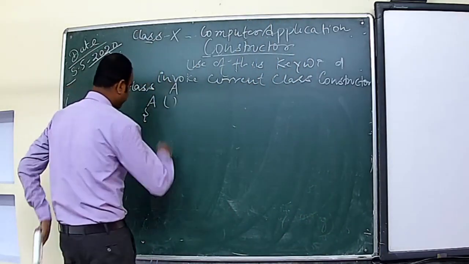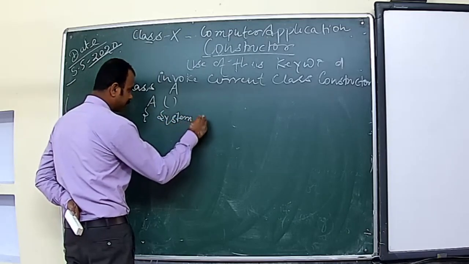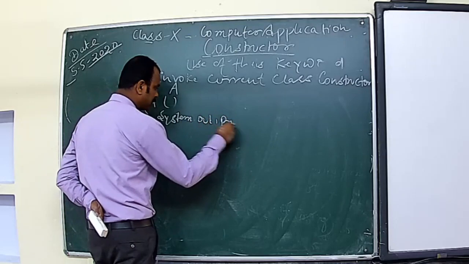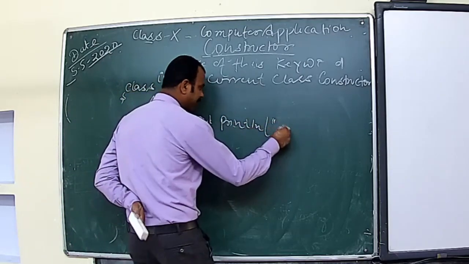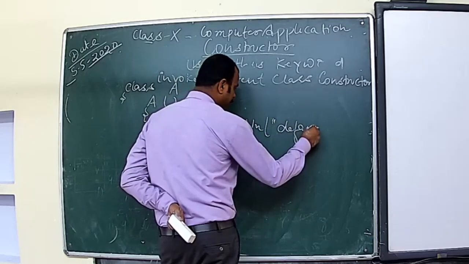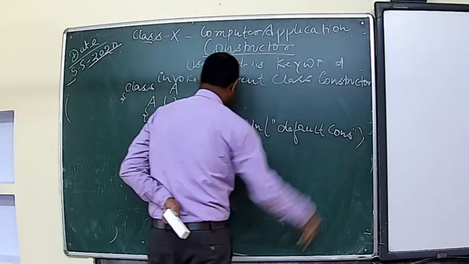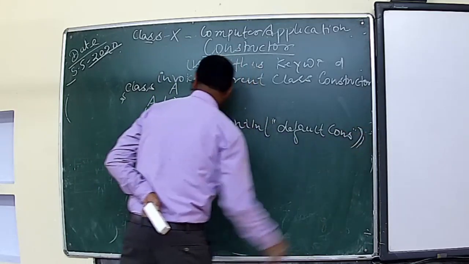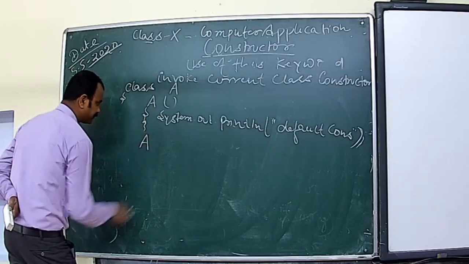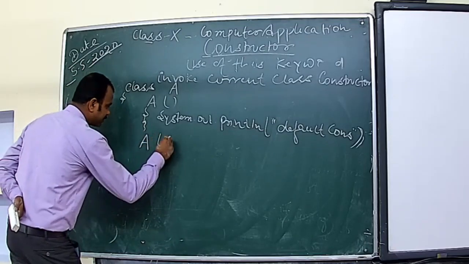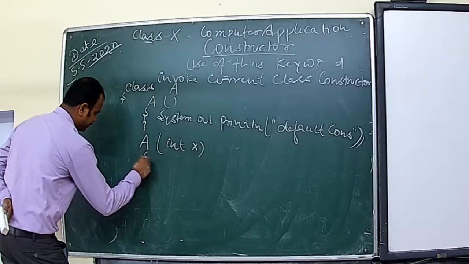So I will print something here, system dot out dot println. I will write here default constructor, and I will have one more A, that is having some parameters, int x.